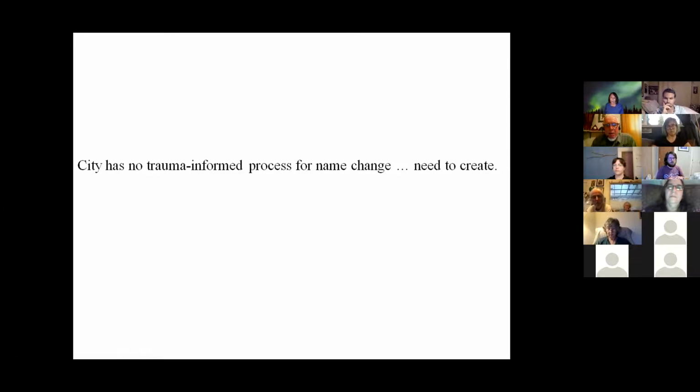The other big reason for needing to do more work on this, if we decide to proceed, is that the city has no trauma-informed process for a name change, and this would need to be created by us. There have been other processes where communities have changed names and it's involved the tribe, and there's been a lot of pain and triggering of generational trauma in these processes. This is something that we really need to bear in mind as we go through this. Go through carefully, deliberately, and sensitively, but being aware that a lot of people can be hurt by this process.